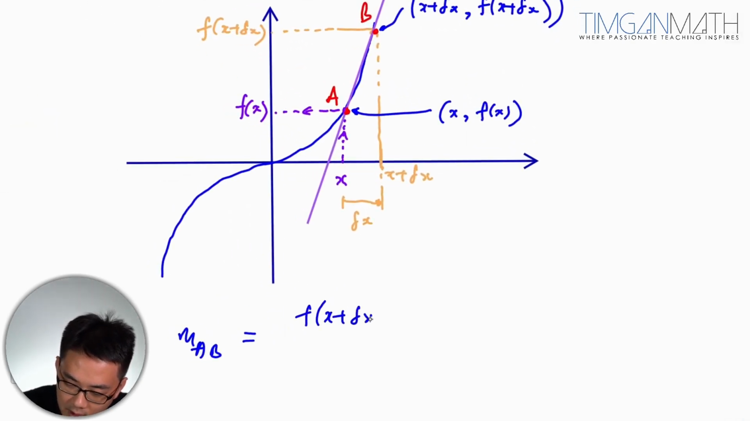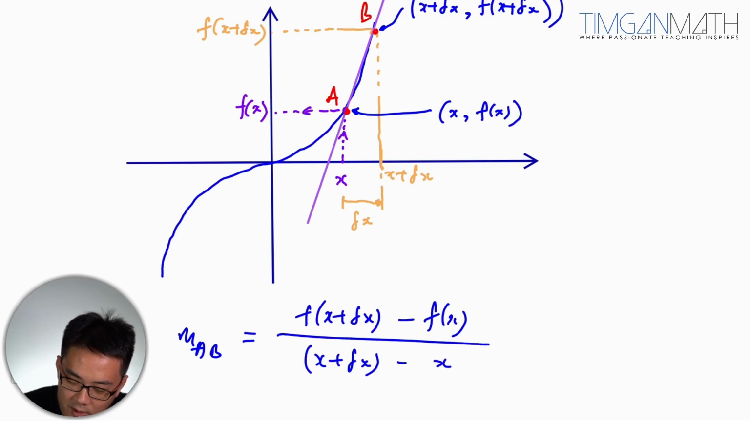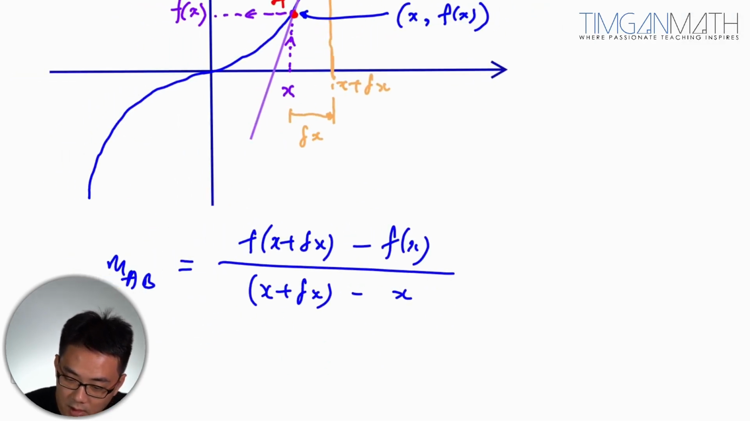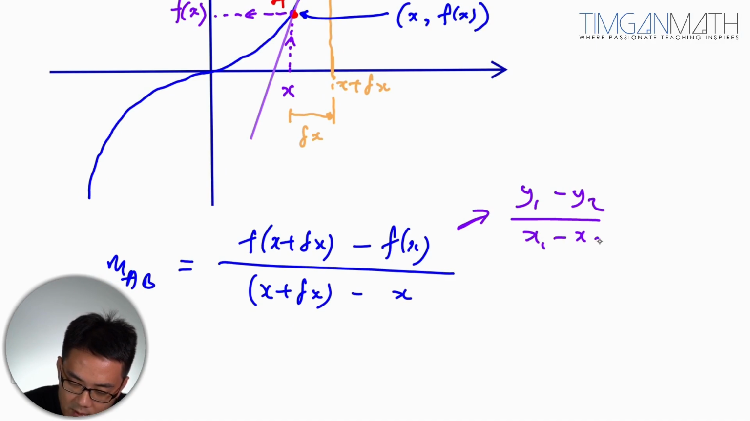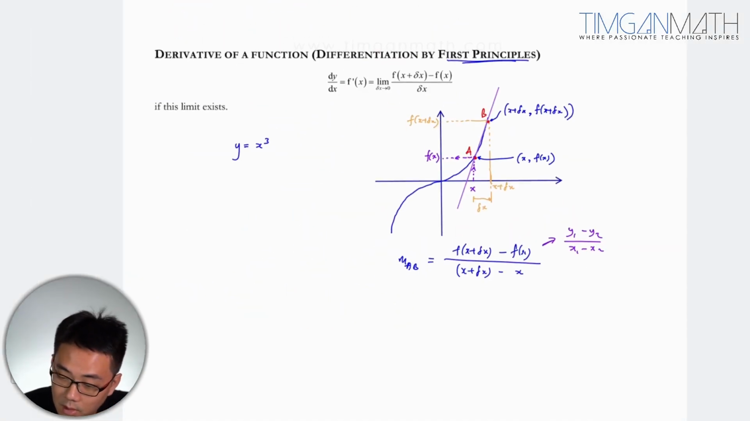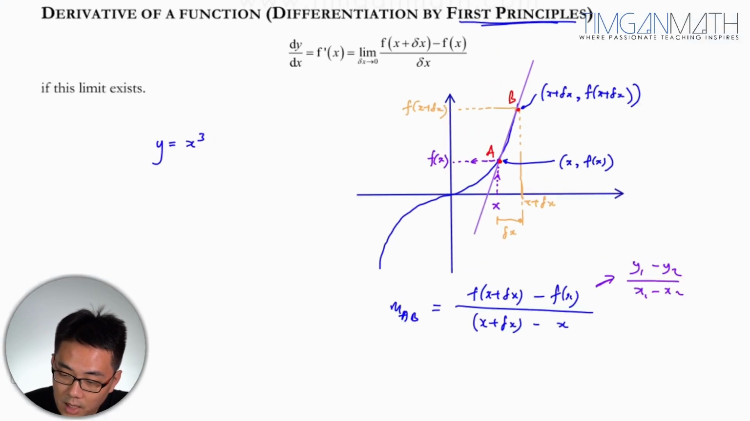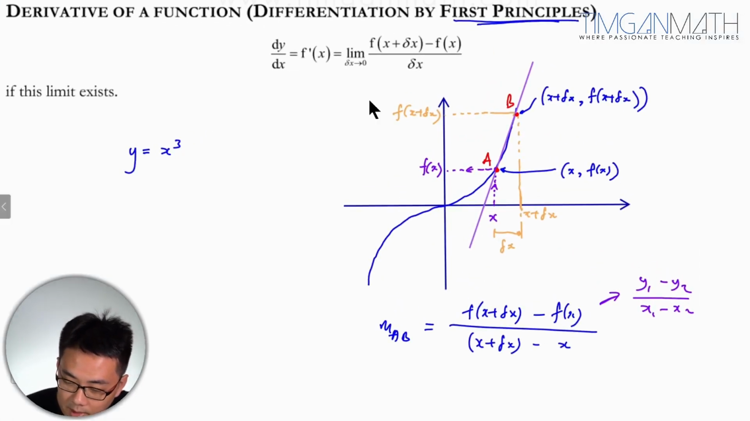f of x plus delta x minus f of x. Actually, I don't really know which one comes first, but it doesn't matter. Meaning this is actually just y1 minus y2 over x1 minus x2, just like that. It can be the other way around. So you see this here, this is actually the gradient. So this is the first thing you must understand here.